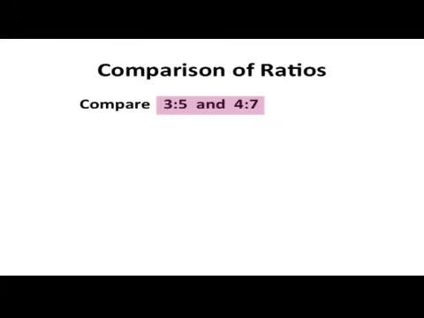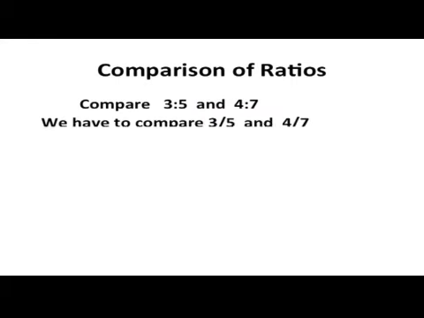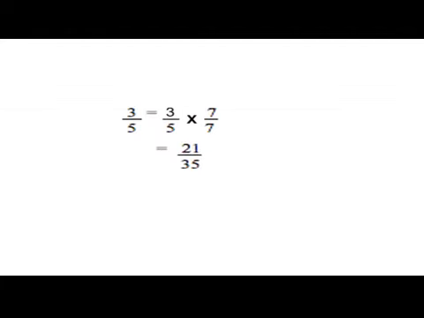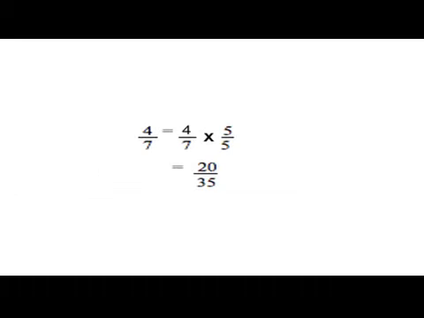Compare 3 is to 5 and 4 is to 7. We have to compare 3 divided by 5 and 4 divided by 7. For that, the LCM of the denominators 5 and 7 is 35. Therefore, 3 by 5 has to be multiplied by 7 by 7, that is equal to 21 by 35, and 4 by 7 has to be multiplied by 5 by 5, that is equal to 20 divided by 35.